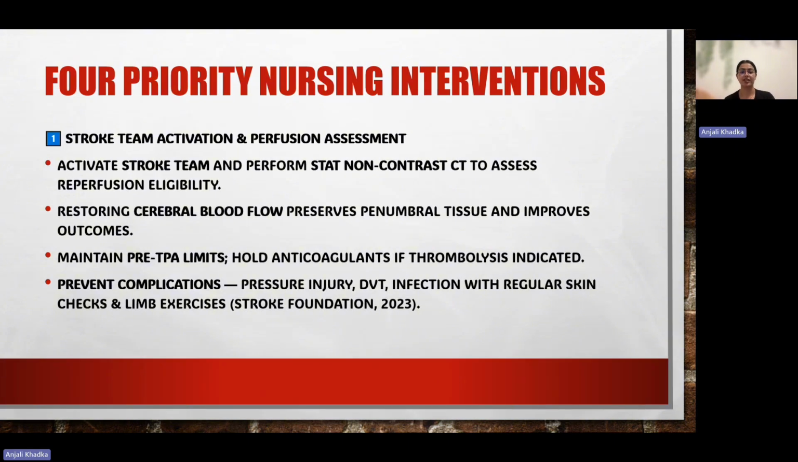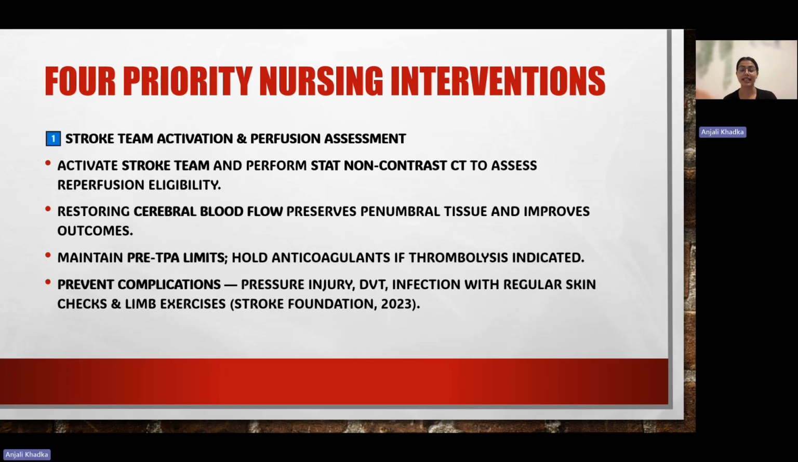The first thing I would like to do for Mrs. Manalo is to activate the stroke team and arrange a stat non-contrast CT to determine her eligibility for reperfusion therapy, because restoring cerebral blood flow early preserves the penumbral tissue and improves outcome. You know what happens if we delay this step? Ongoing ischemia leads to neuronal death and poor recovery.